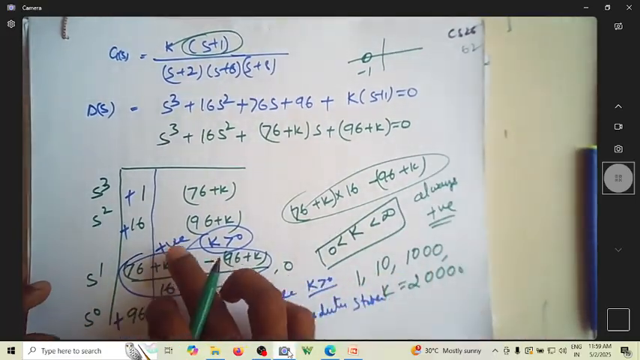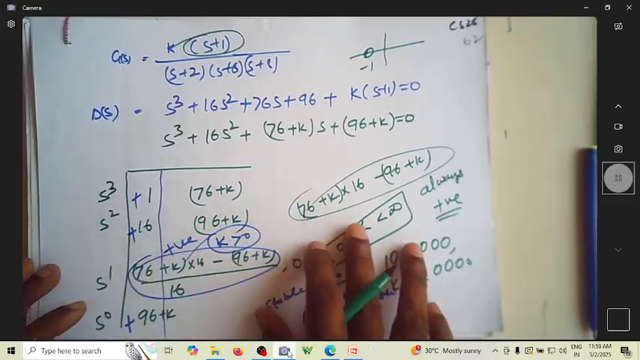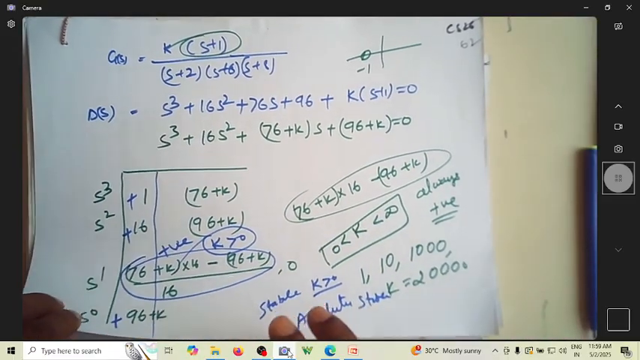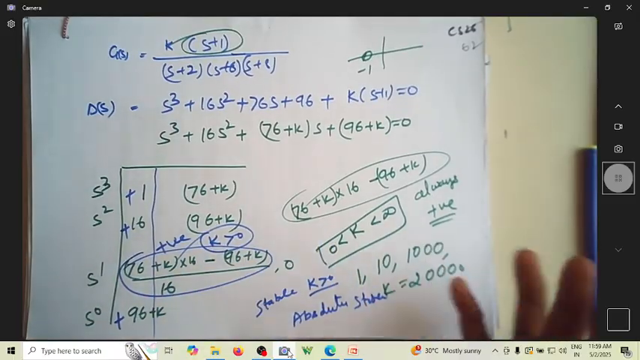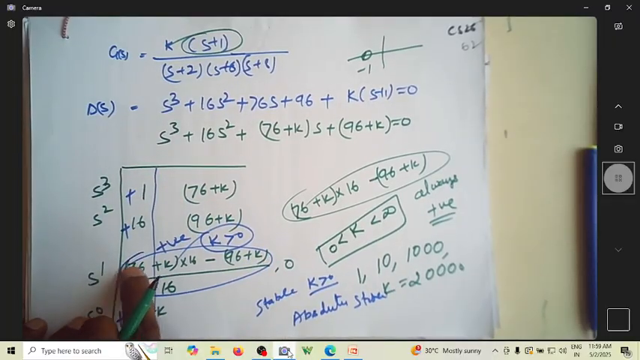This is how we can very easily say for any values of k, the system is not at all becoming unstable. There is no question of roots going onto the right hand side of the s-plane, because for any value of k, this can never become negative.